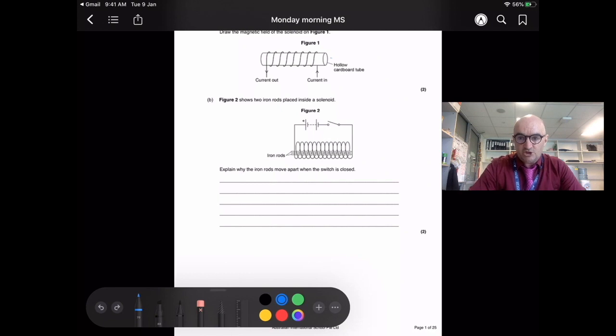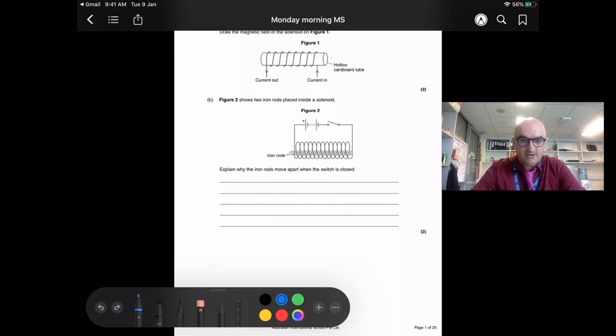Today we're going to be having a look at electromagnetism and some of the electromagnetic effects which we have been studying at IGCSE Coordinated Science Physics, code number 0654. Okay, first question: draw the magnetic field of the solenoid in figure 1.